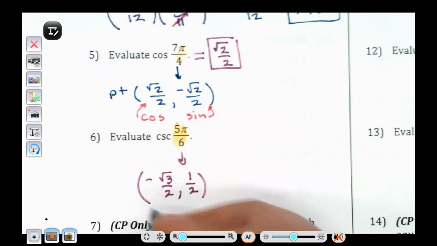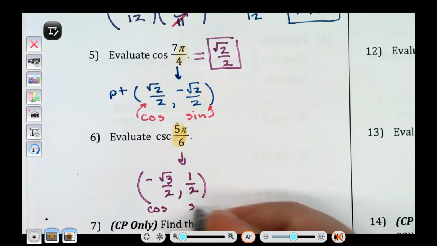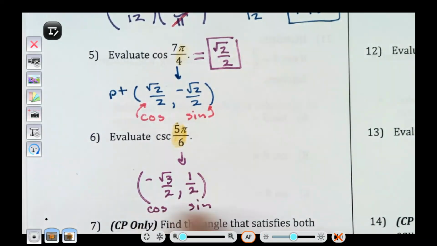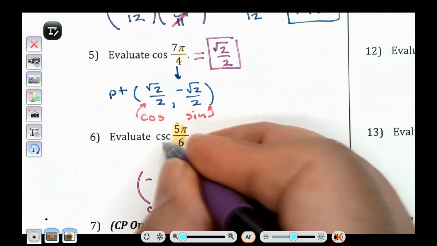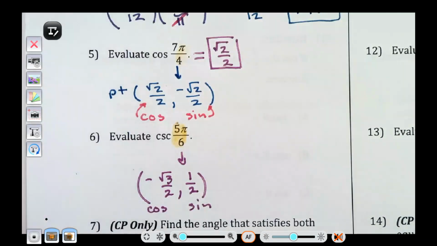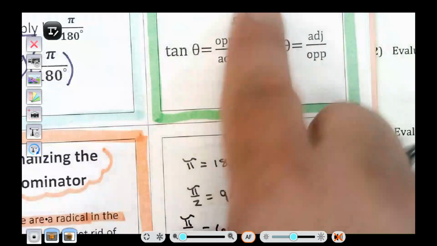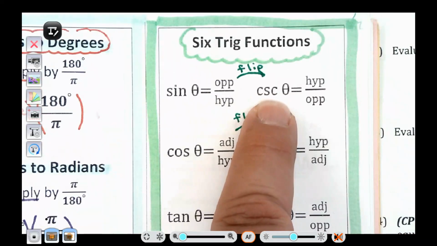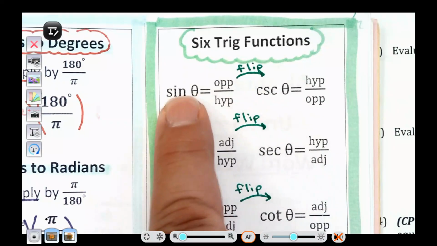Now, what are they asking me for? Don't forget, this is the answer for cosine. This is the answer for sine here. But they're asking me for cosecant. Well, we have to remember a couple things about cosecant. We have to know who's related to cosecant. And as I look at my word wall, here's your reminder. Remember, it has to do with SOHCAHTOA here. Cosecant is related to sine.